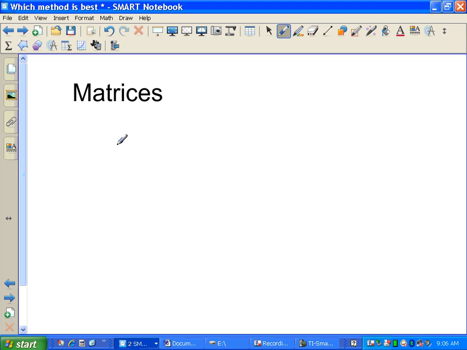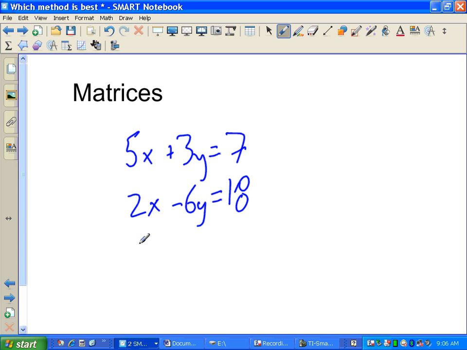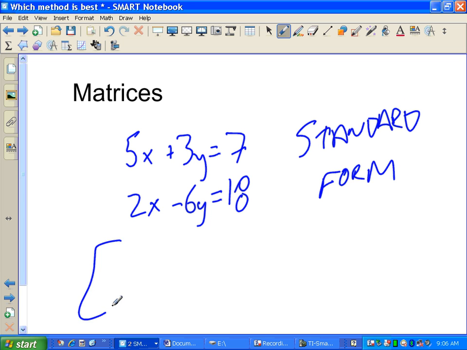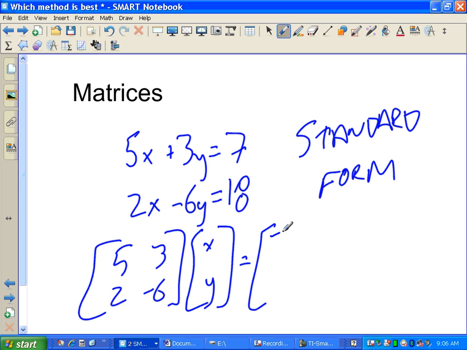With matrices, as we remember, we've got to have technology in order to use the matrix equation. So for a matrix equation, we'd have 5x plus 3y equals 7, 2x minus 6y equals 18. We remember that these need to be in standard form for the matrix equation to work. So we work it out that way. If we pop in 5, 3, 2, -6, x, y equals 7, 18. So that's pretty systematic. The big thing, we've got to make sure we keep track of our signs. Got to make sure that things are in the right place. Don't get tricked by a different order. Don't get tricked by standard form.